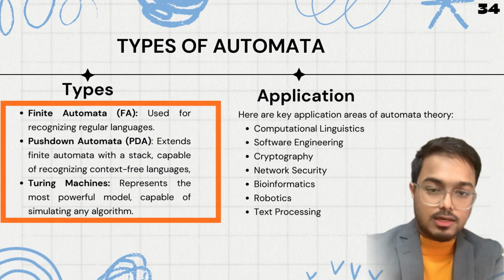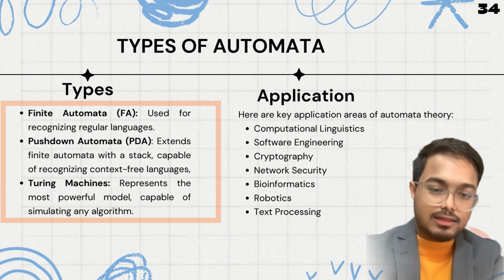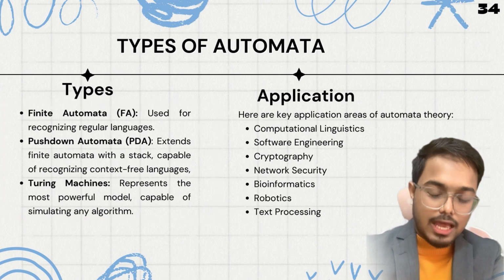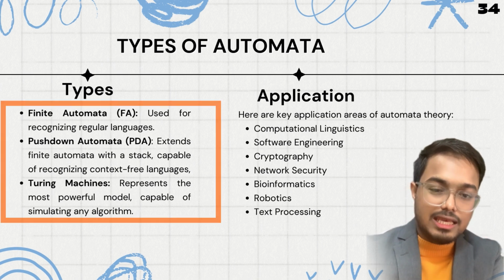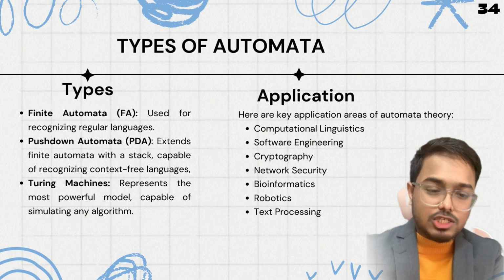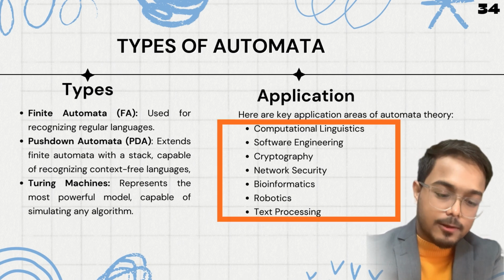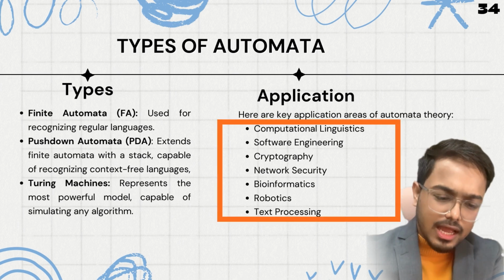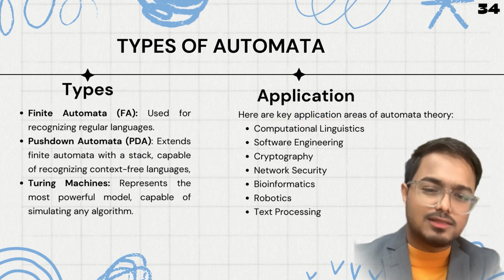There are 3 types of automata. Finite automata, which is used for recognizing regular languages, and then there is the advanced version, that is pushdown automata. That's similar to finite automata with a stack, and it recognizes context-free languages. And then the most advanced, Turing machines, which are capable of simulating any algorithm of the computational world. And talking about the application of automata, it goes into the fields of computational linguistics, software engineering, cryptography, network security, bioinformatics, robotics, text processing, and many other such fields.